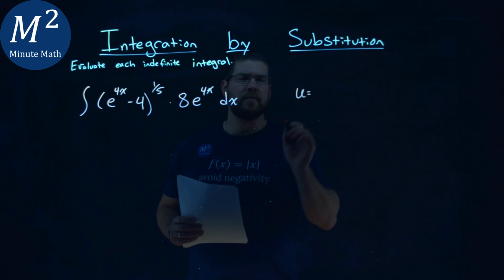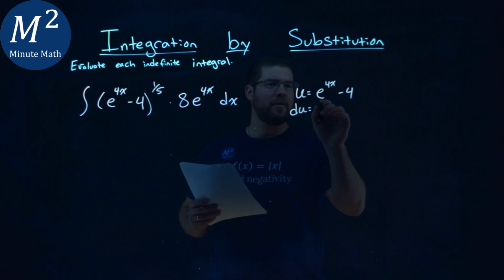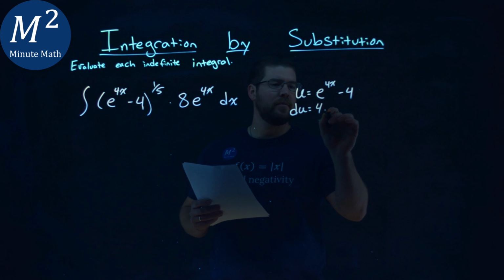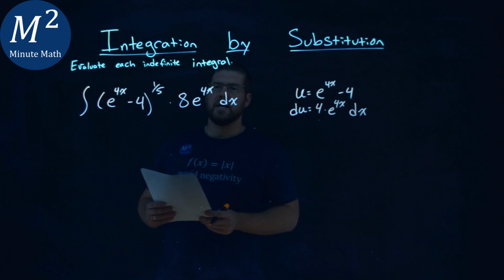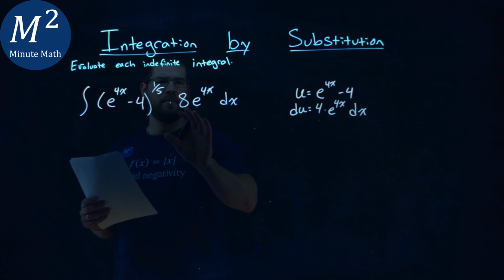e to the 4x here minus 4. So let's go find the derivative, du. Well, the derivative of e to the u is u prime e to the u. So we have a derivative of 4x is 4 times e to the 4x power, and then the derivative of minus 4 is just 0, and then we have dx here. Okay, not too bad. Now, notice here, I want to see if I can make this in terms of u and du. The u is right here inside the parenthesis, and my du is actually very close to what we have. We have e to the 4x here, but I have an 8, and I want a 4.